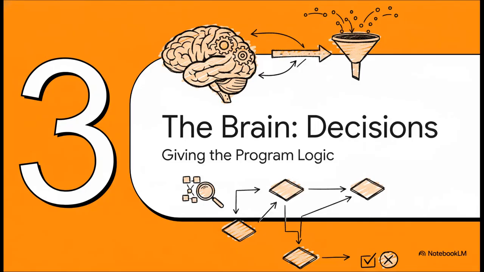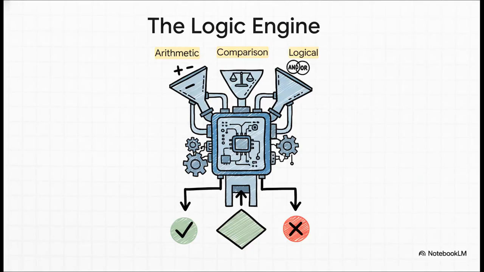Okay, we've got our data flowing. Now for the fun part. It's time to give our program a brain. This is where we stop just fetching data and start actually evaluating it and making some intelligent choices. And the absolute foundation of any decision is, of course, operators. You already know these. We use them to do math, compare things. Is the salary between 50,000 and 70,000? Or we combine conditions with AND or OR to build some really complex rules. These are our basic tools for logic.